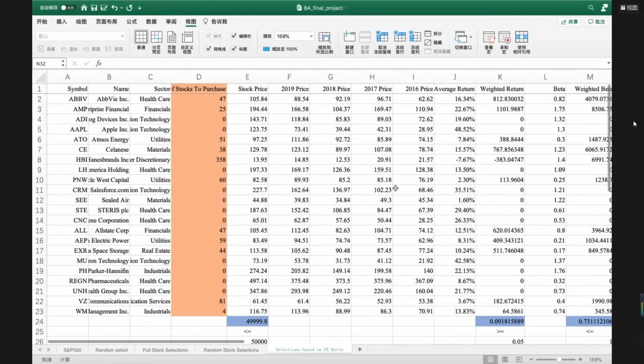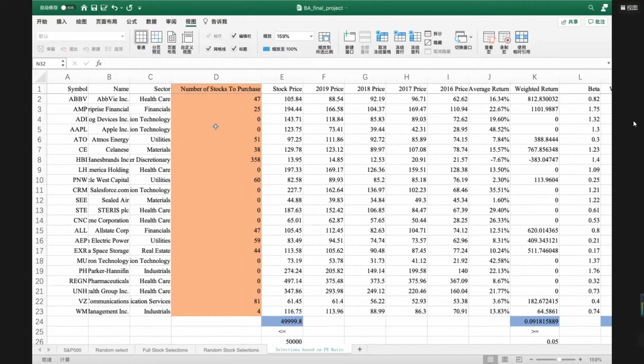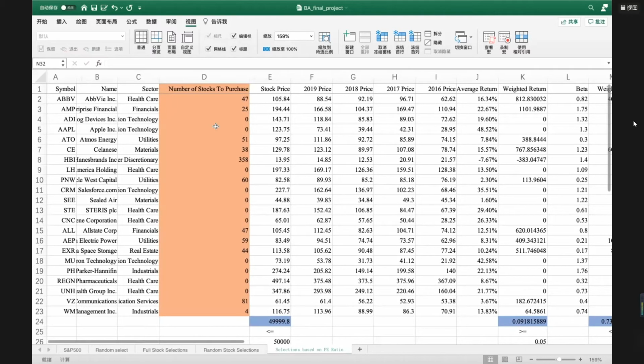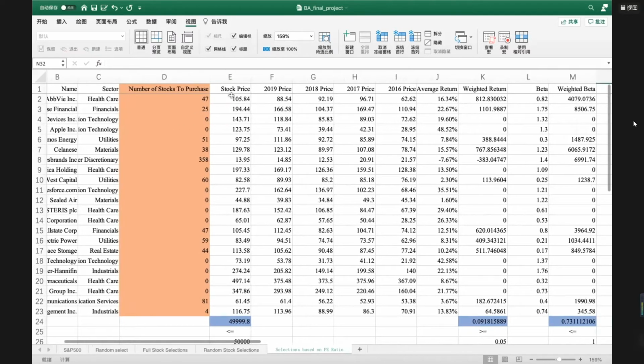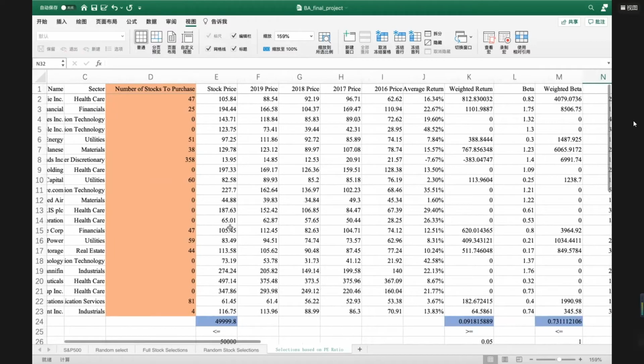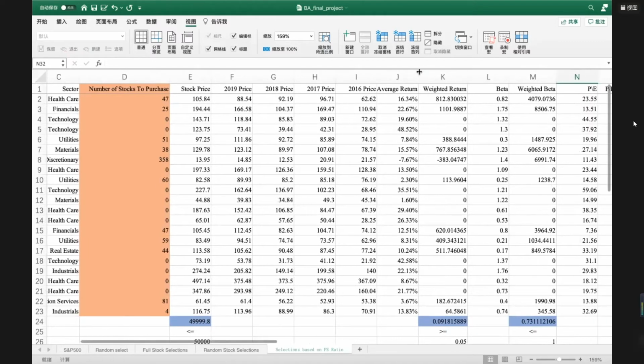Now I'm going to talk about each individual variables or the columns inside our Excel formula. From column A to column C, it's just the name and the tick marks of our chosen companies, and also which sectors they belong to. And column B is our decision variables, which is the number of stocks we're going to purchase. Then from column E to column I is the performance of the stock for the past 5 years, also the stock price. And we average that out and we get a 5-year average return on column J.